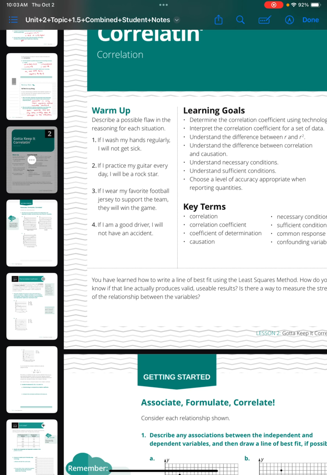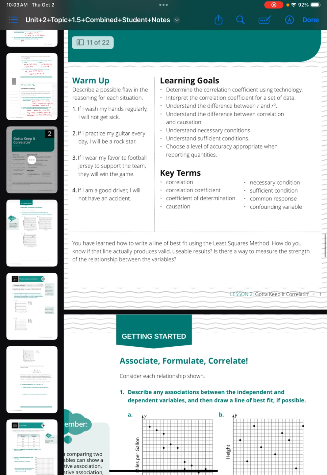And then the fourth one, if I'm a good driver, I will not have an accident. Again, I wish that was the case, but unfortunately, even good drivers get into accidents. Sometimes they cause them, and then, of course, there's the chance you could have an accident as a driver caused by someone else.